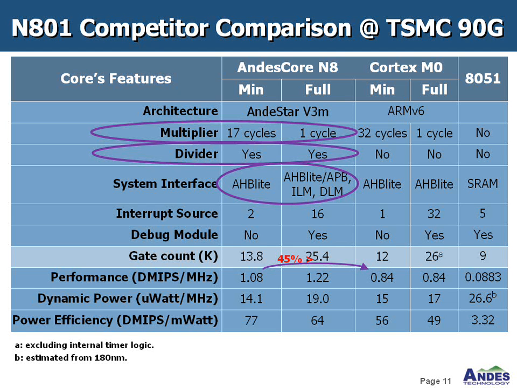You can see the performance. N8 is better than M0 by about 45%. For dynamic power, N8 is smaller than M0 by about 6.3%. For power efficiency, N8 is better than M0 by about 37.5%.